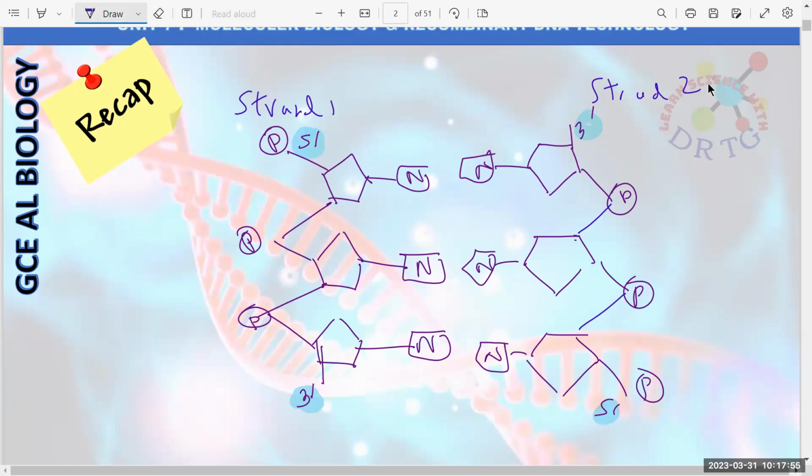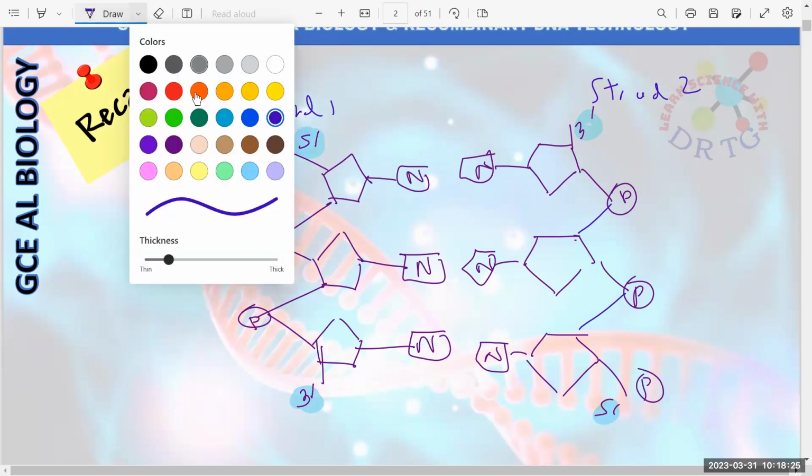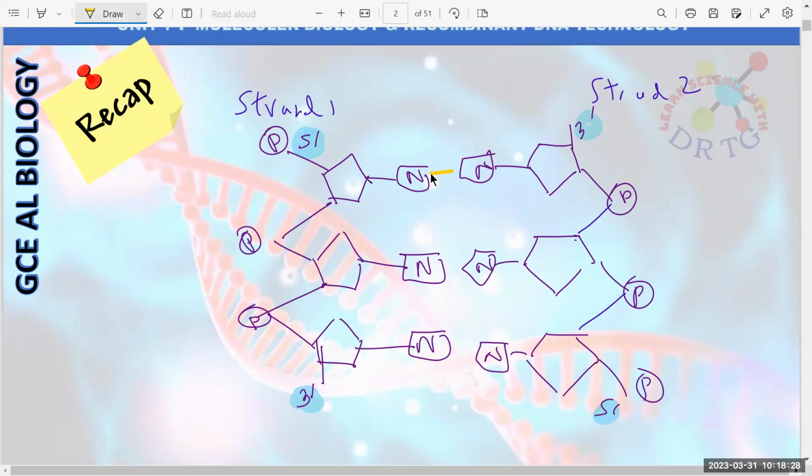Now why is this kind of orientation important? Because when they run in opposite directions, this provides the best spatial configuration to form hydrogen bonds between the nitrogenous bases. The nitrogenous base has OH and H groups, and these OH and H groups can make hydrogen bonds. Now these two strands are going to join at this level with the hydrogen bonds.